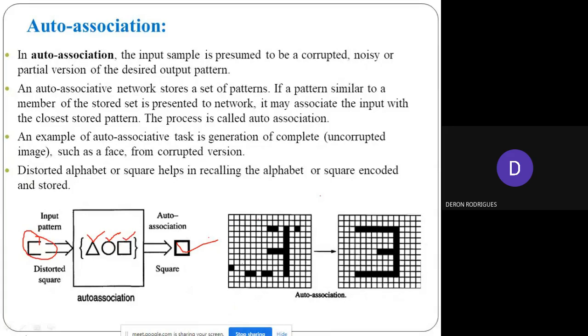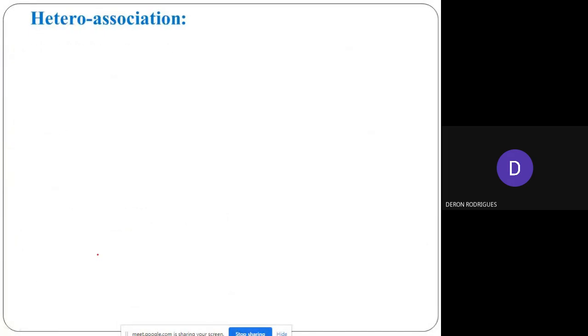Now see here what happened. This is a distorted pattern which has appeared. So this distorted pattern, after using auto association, I am going to map to a correctly stored number, which is number 3. Fine.